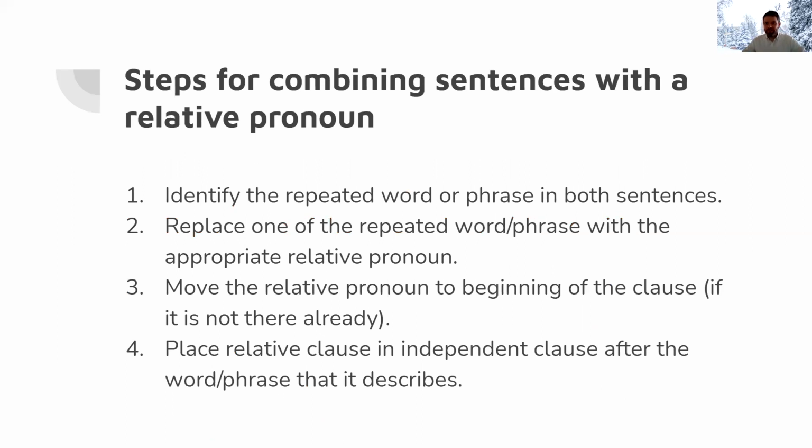So let's go over some steps to describe all the things that we saw. The first thing we need to do is look at our two sentences and identify the repeated word or phrase in both sentences. Then we need to replace one of those repeated words or phrases with an appropriate relative pronoun. Decide, do we need who, that, which, whose? Okay. And then after we replace that, we move that relative pronoun to the beginning of the clause if it's not already there. If it was who, and it was the subject of that second sentence, then it's already at the beginning. But as we saw in that example, when it might be replacing the object of the sentence, then it may appear at the end and we've got to front it to that clause. Once it's fronted at the beginning of the clause, then we take that dependent relative clause and we put it right after the word or phrase that it's describing.